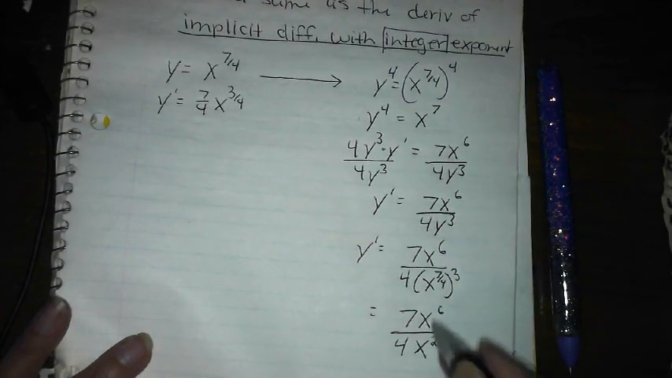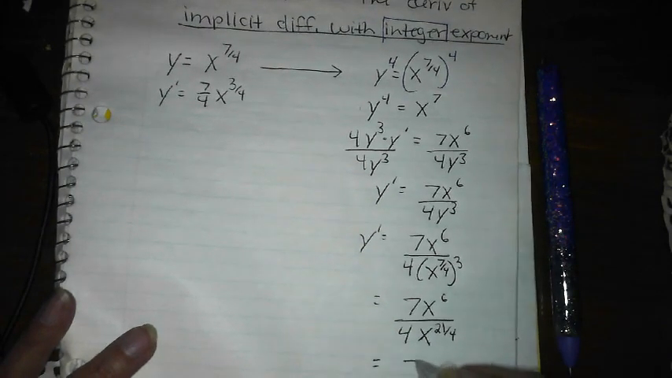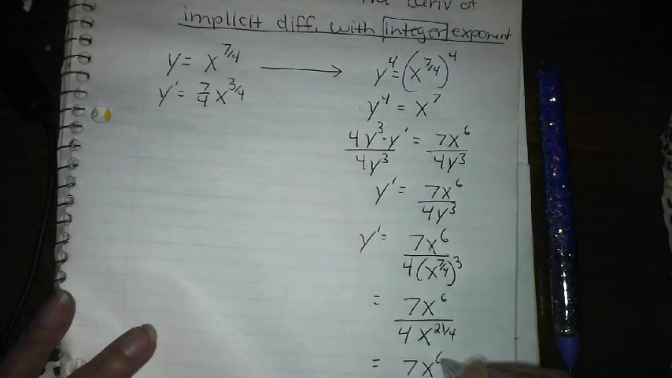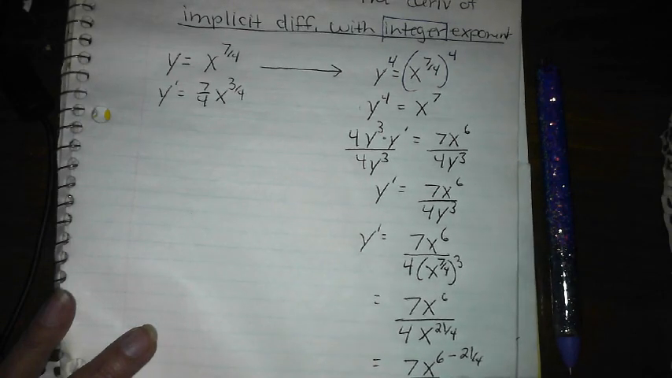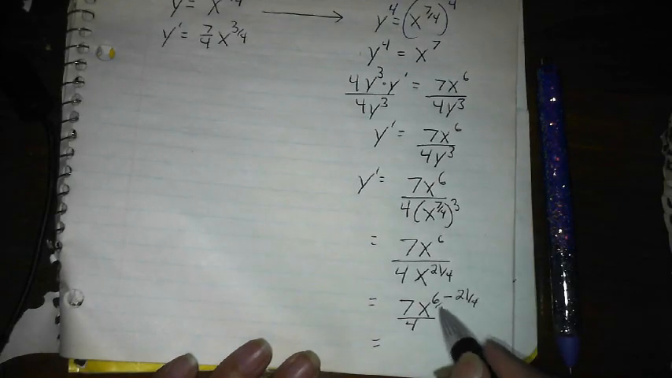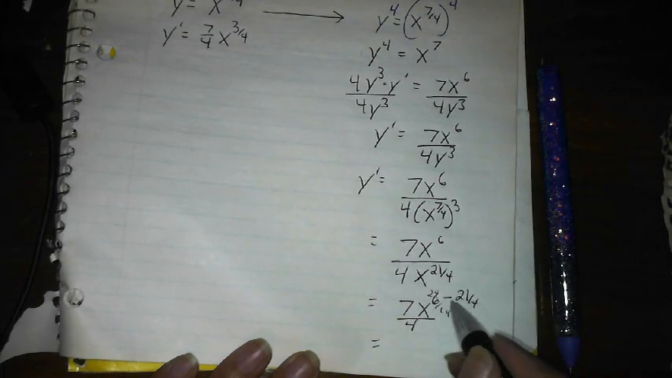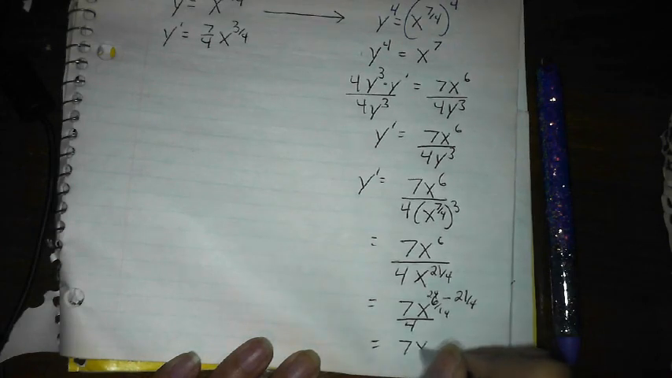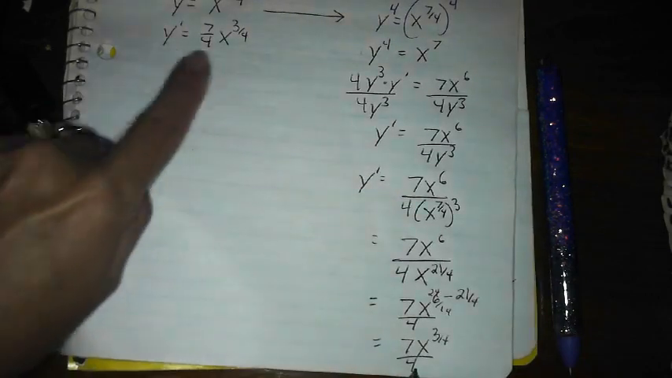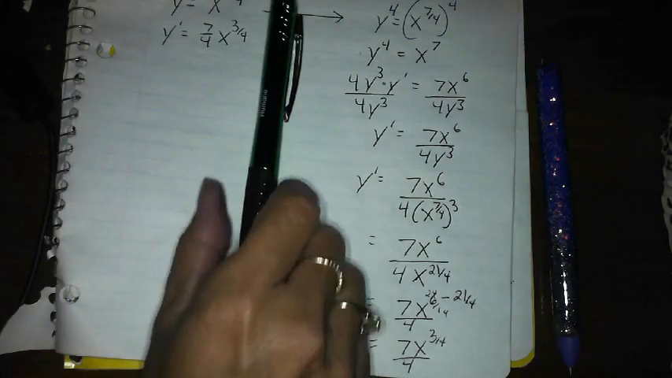And now to combine these, remember when you're dividing, you subtract exponents. So this will be 7x to the 6th, subtract 21/4 over 4. So this will become, if I put that over 1, that'll be 4. See, 24 over 4. 24 minus 21. There it is. 3/4 over 4. There's my equivalent derivatives. So that's it. Just be careful today.